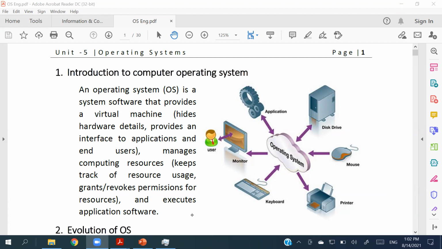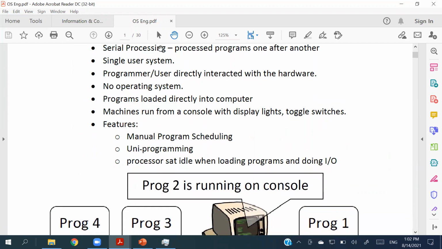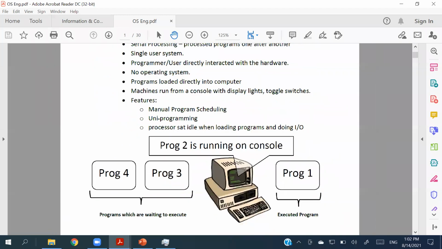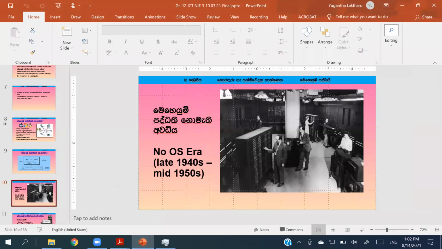So I'm moving forward. Next is the evolution of the operating system. Now we are going to talk about how this operating system was made, what happened, what the starting point was, right? At the very first era, we consider that era the no OS era. That means you didn't have anything, right?